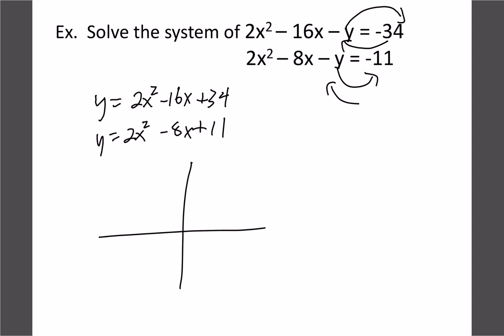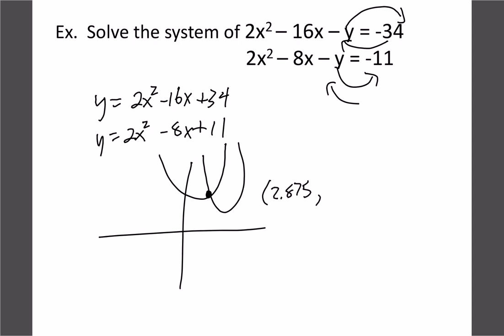So because of that, we should get only one solution as well. If you graph these two, 2x squared minus 16x plus 34 and 2x squared minus 8x plus 11, and we draw the graphs of those, we get our two quadratics, and you can see that they indeed only cross in one location. In this case, it works out to be a decimal. They're not a nice intersection point, but it does only work in one spot.